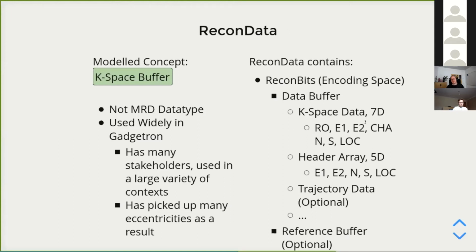So recon data, I want you to think of it as a k-space buffer. Basically just this 7-dimensional k-space buffer with some headers attached and some additional information. The 7 dimensions in this data: there's a readout dimension, and then there are 2 encoding dimensions, and then there are channels, and then there are 3 general purpose dimensions here: N, S, and lock.